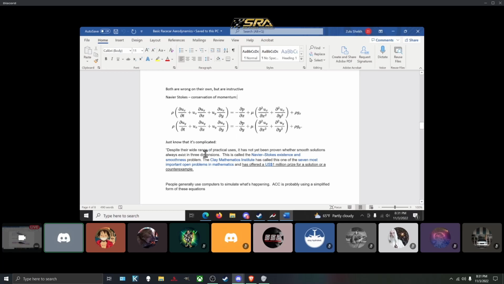Because these Navier-Stokes equations, this is kind of a quote, but the upshot of that quote is that these equations have never been fully solved mathematically, right? So what everybody does in practice is use computers to solve these equations numerically, to prescribe and describe what's happening. You saw that cow image, right? That's a numerical simulation where people are using these Navier-Stokes equations to simulate what's happening. And ACC, I don't know exactly, but my guess is ACC is using a simplified form of these equations to calculate what's happening over and under the car, right?